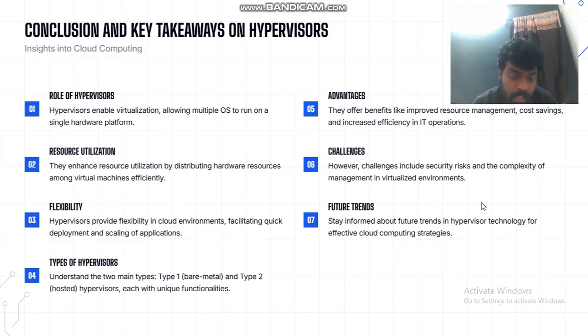Hypervisor provides flexibility in cloud environments, facilitating the quick deployment and scaling of applications. Types of hypervisors, as I told, type 1, that is bare metal, and type 2, hosted hypervisors, each with unique functionalities, as I told in the previous slides. You can go through it once again if you need. Advantages: they offer benefits like improved resource management, cost savings, increased efficiency in IT operations. Challenges: security risk is there. Future trends: stay informed about the future trends in hypervisor technology for effective cloud computing strategies.